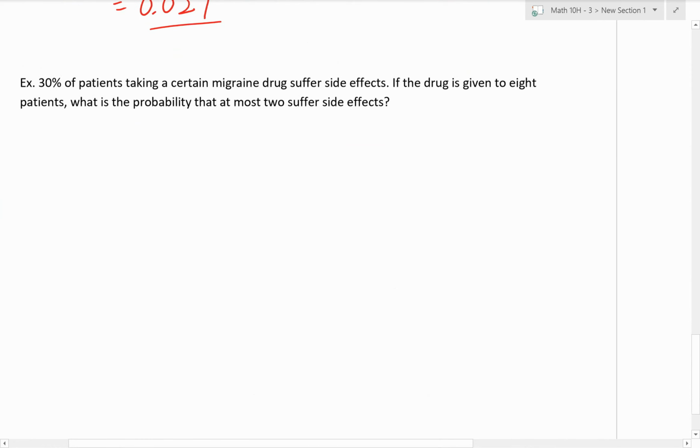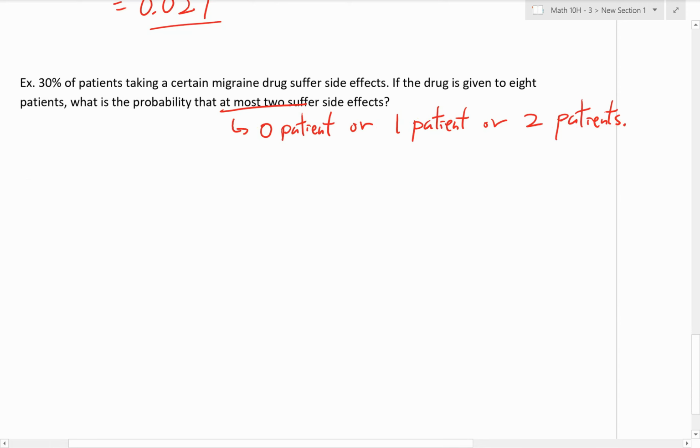It says 30% of patients taking a certain migraine drug, well, migraine is horrible, by the way, suffer side effects. If the drug is given to 8 patients, what is the probability that at most 2 suffer side effects? So at most 2 means 0 patients suffer side effects, or 1 patient suffers side effects, or 2, right? At most 2 means 0 patients, or 1 patient, or 2 patients.